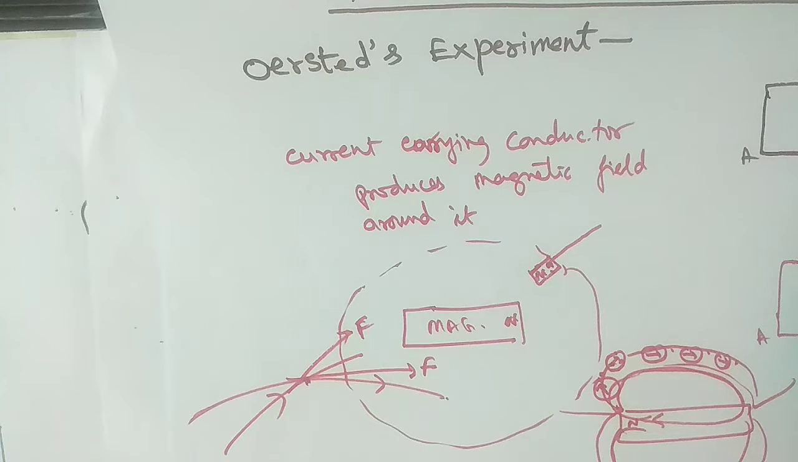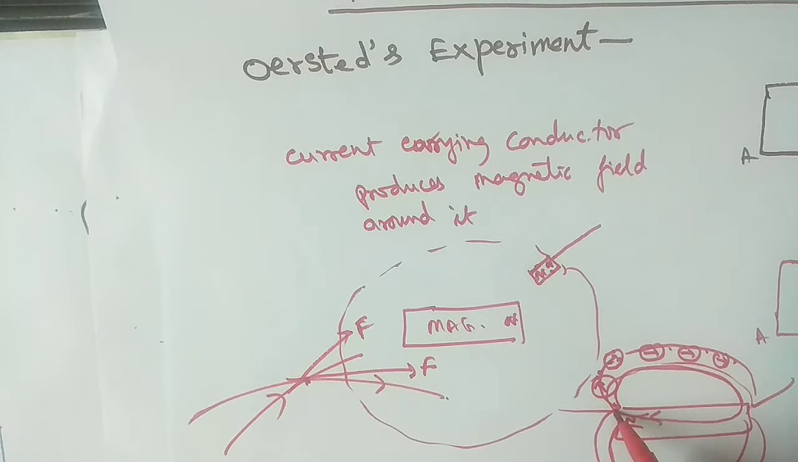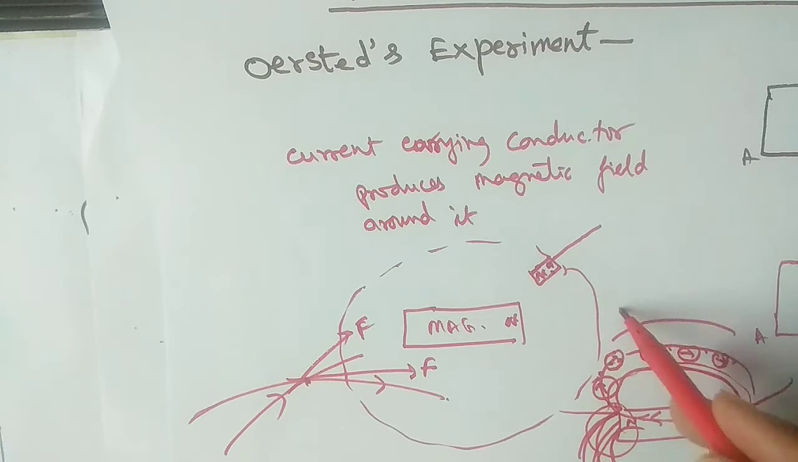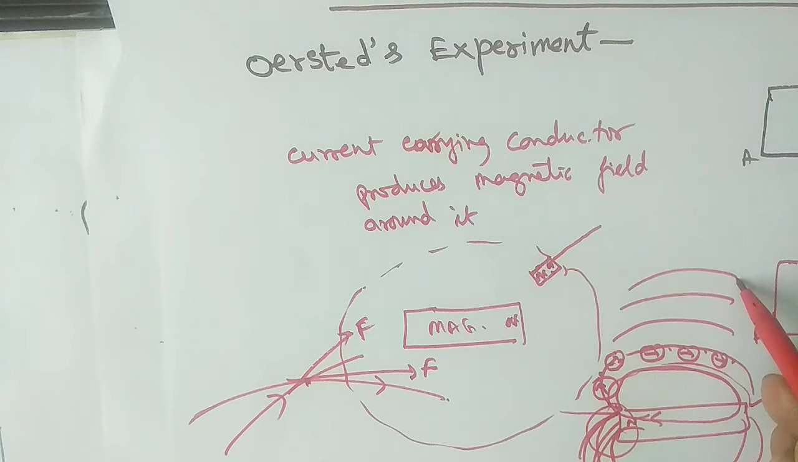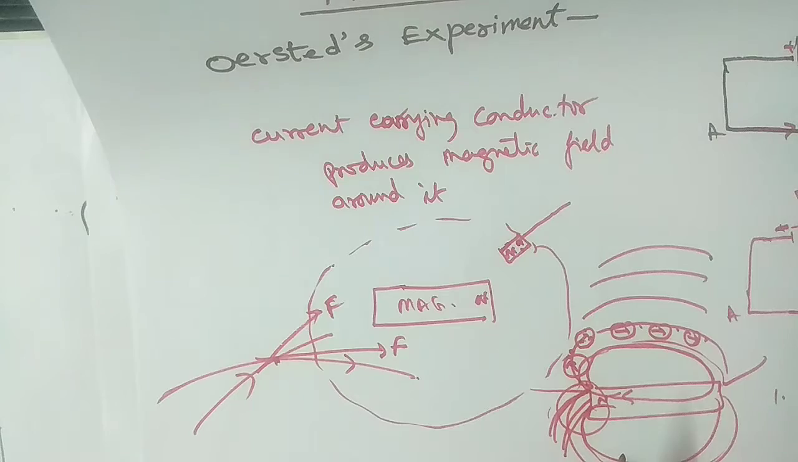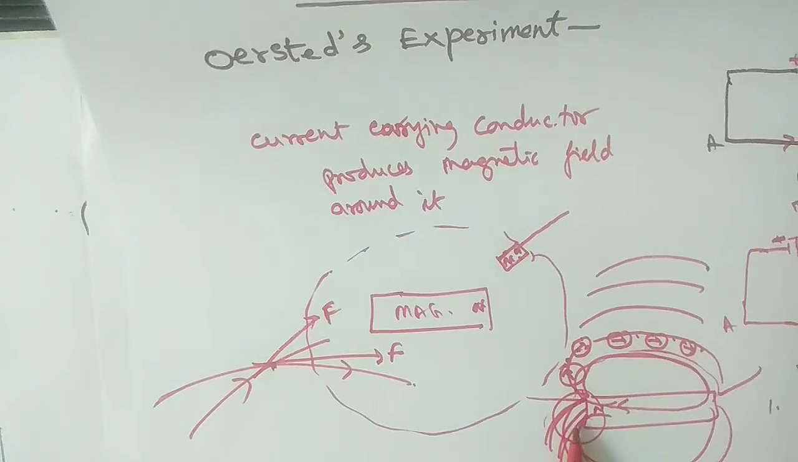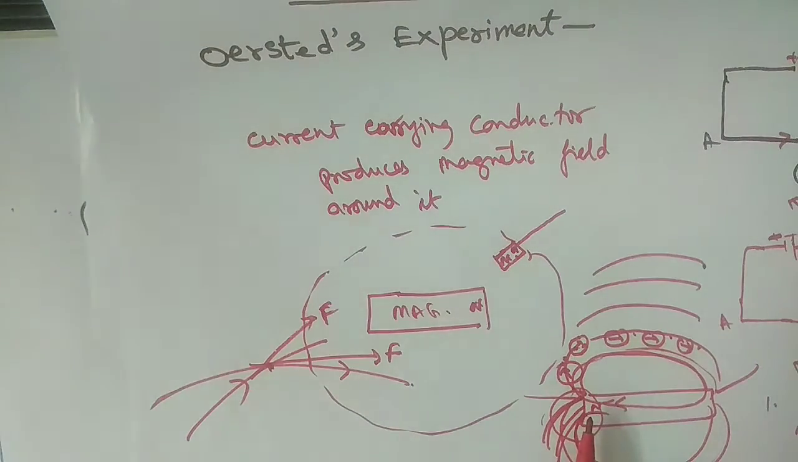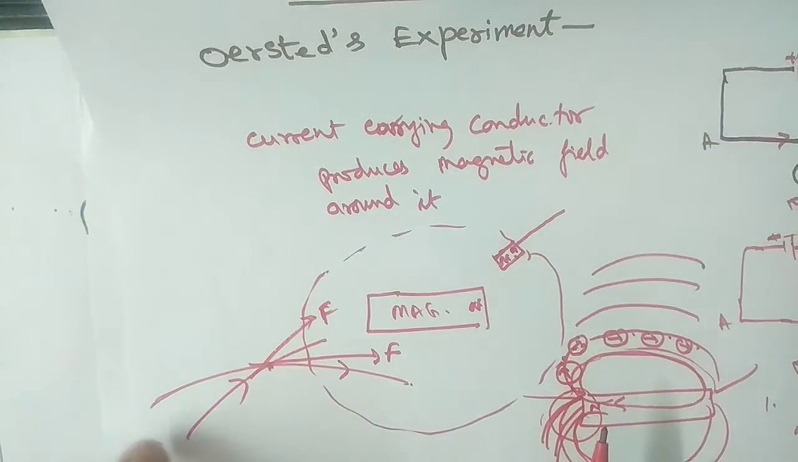One more property is that if the number of lines is more at a place, it means the magnetic field is strong there. If the lines are far apart, with very few lines, it means the magnetic field is weak in that region. So the number of magnetic lines indicates the strength of the magnetic field. These are the basic properties of the magnetic lines of force.